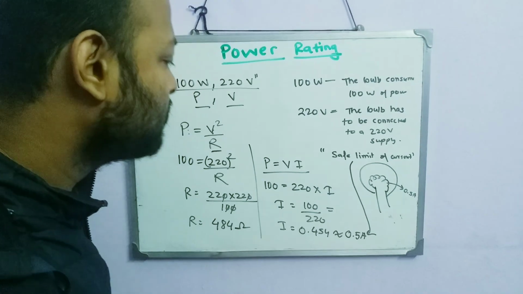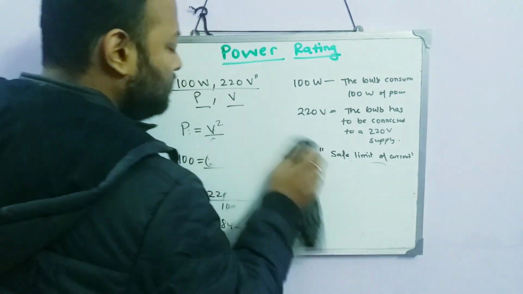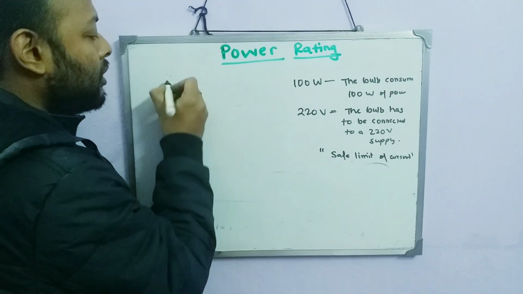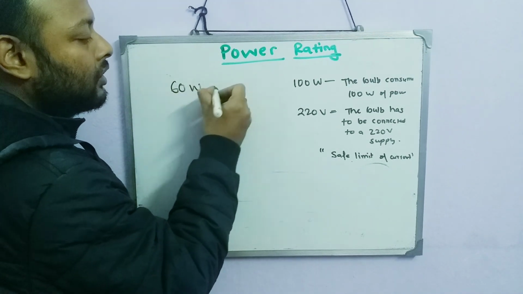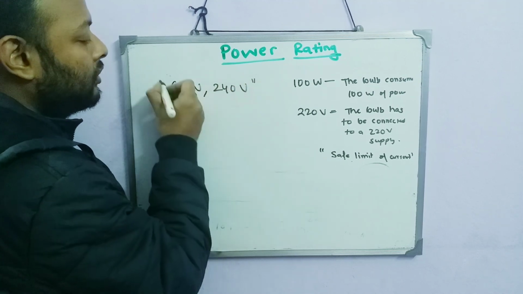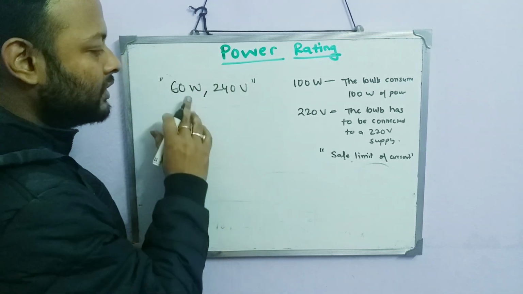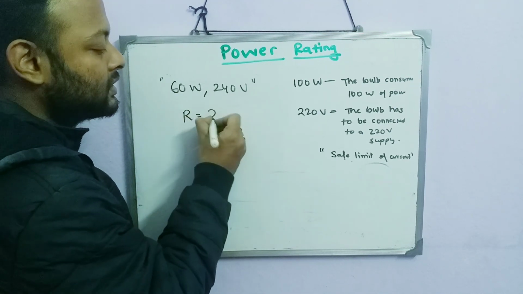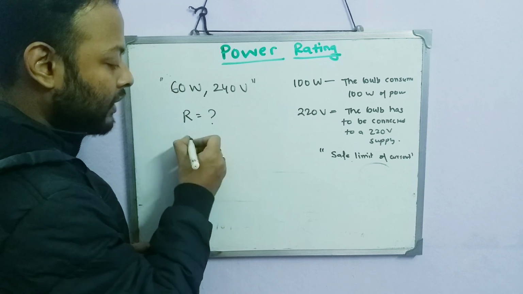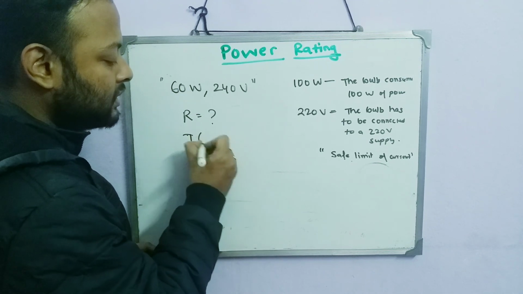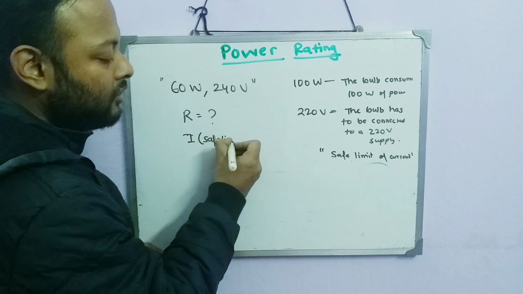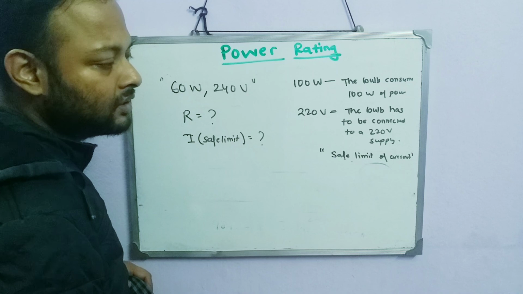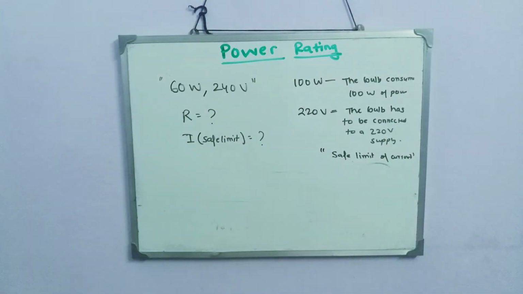I am giving you a small sum. Suppose the values are like this: 60 watt and 240 volt. For a bulb, it is given 60 watt and 240 volt. So I am giving a question: find the resistance of the bulb and also find the current, means the safe limit of current. Solve this sum and write the answer in the comment section. Okay.